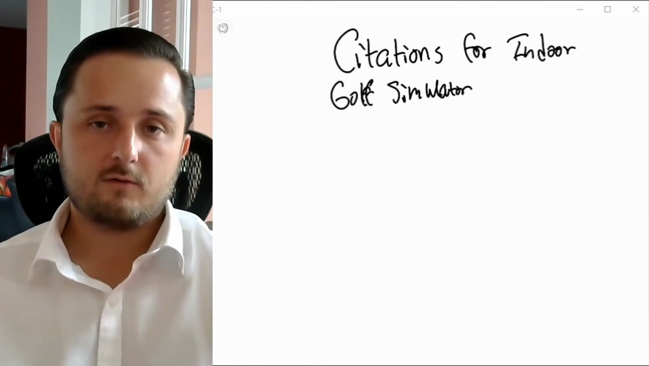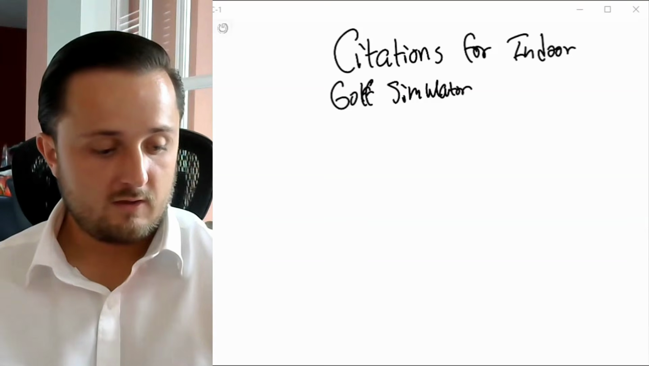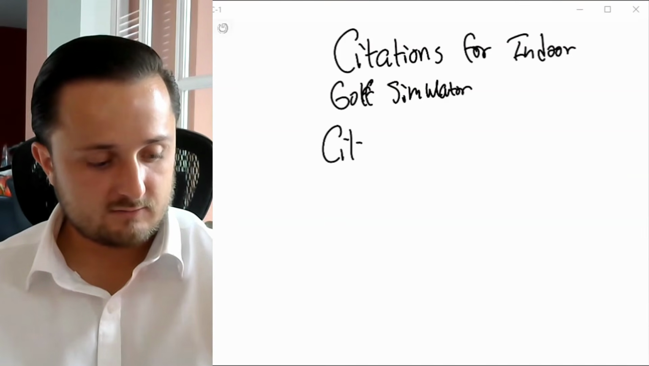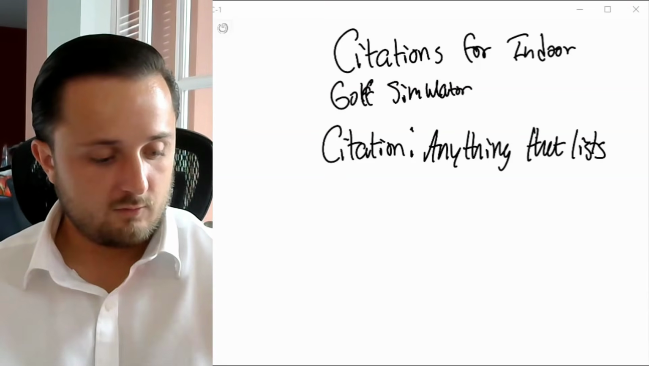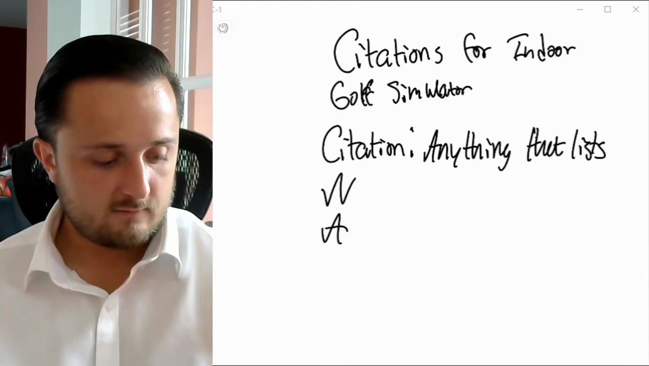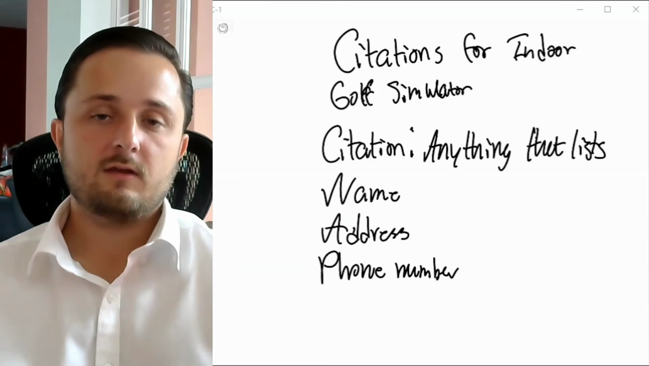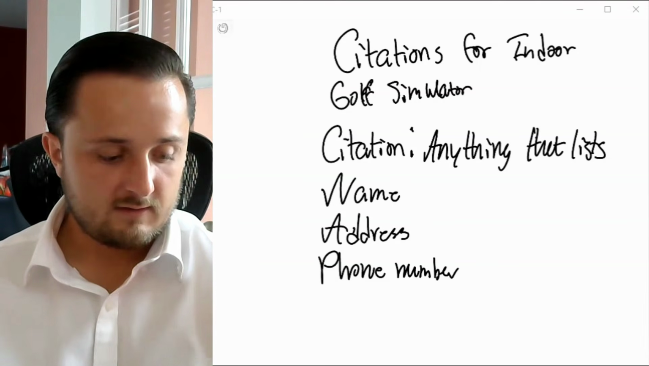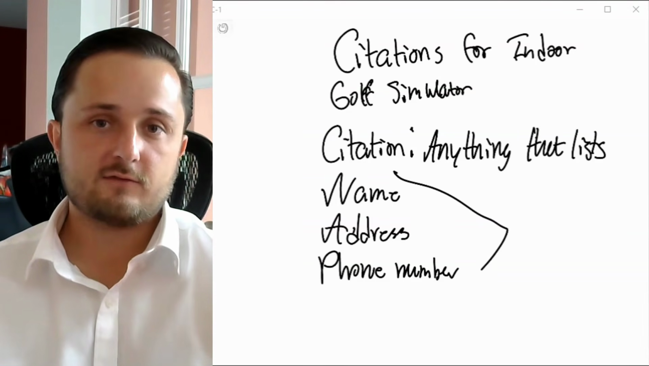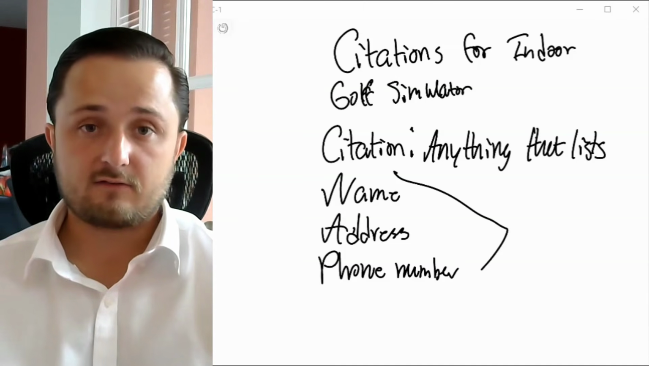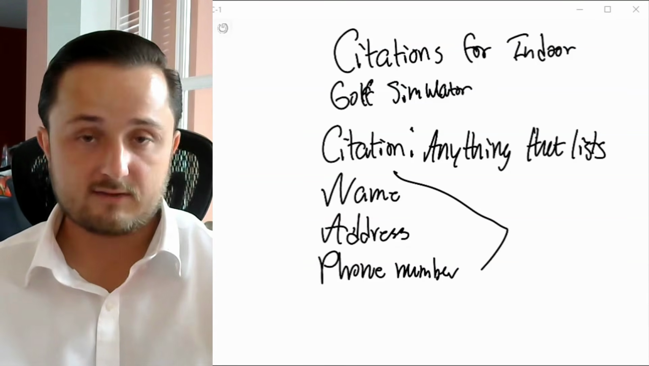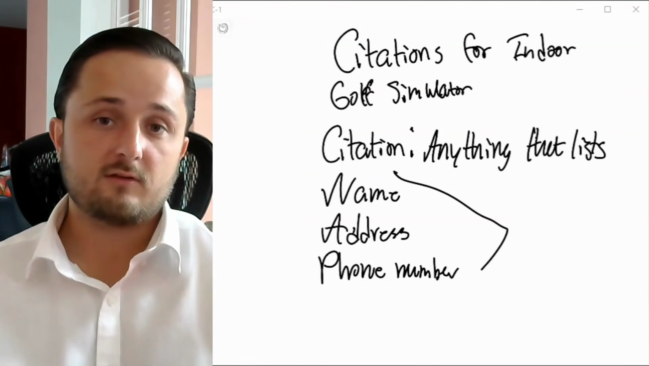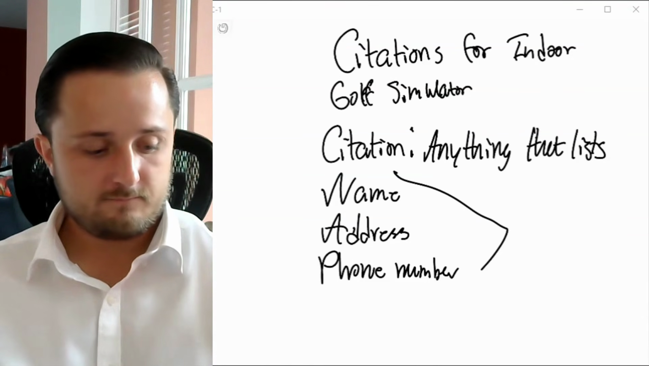So now, how I would do citations for an indoor golf simulator business. First off, a citation is anything that lists your name, address, and phone number. Anytime you're placing information about your business, these three things have to remain consistent. For my clients, often I'll have to do a citation cleanup where I go through all of these and edit them to make sure they're consistent. Or if they haven't built them, I will go out and build them for them.